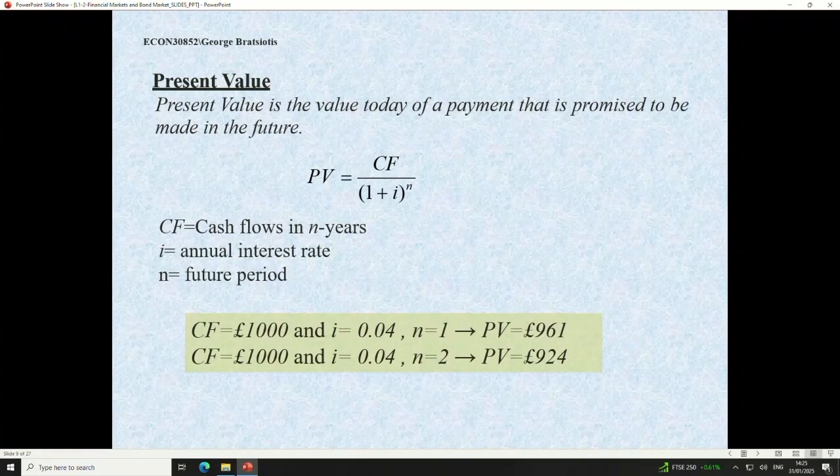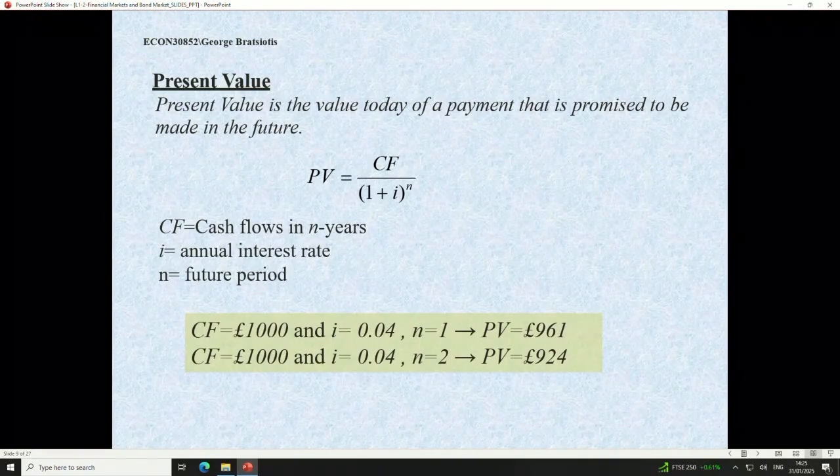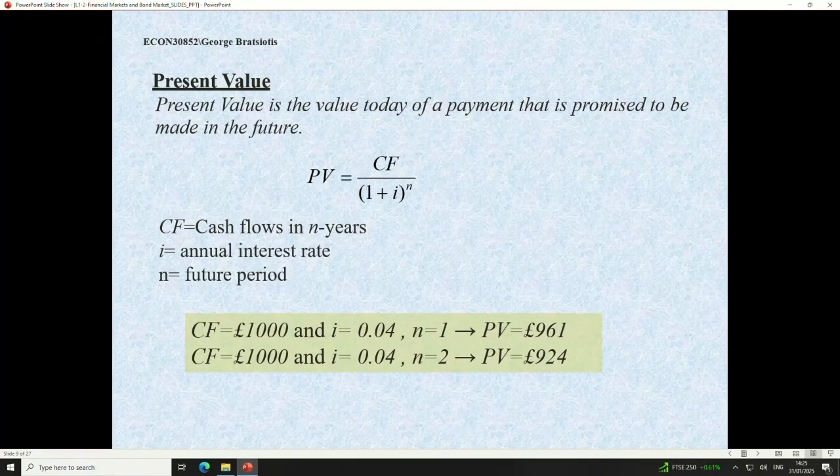£1,000. Now, you as a little nerdy economist will say to your dad or your mum, you're not giving me £1,000, Dad. You're giving me, let me work it out, £961. Why? Because you're offering me this money not today, but in a year from now, and the market rate is 4%. Therefore, in a year from now, with a market rate of 4%, the actual value you give me is 961.